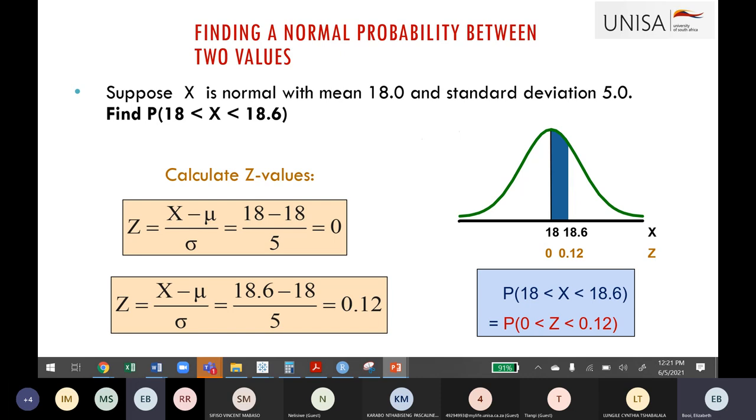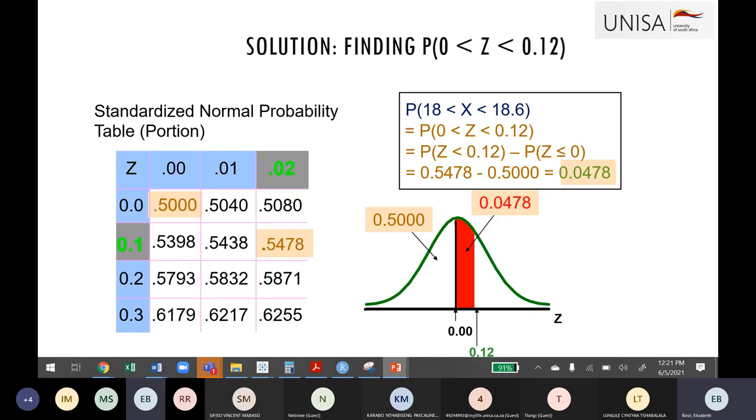We looked at an example where we were given the mean and the standard deviation, and we were told to find the probability that X lies between 18 and 18.6. We first calculated the Z value for 18 and the Z value for 18.6, and we found that the answer for 18 was 0, and the answer for 18.6 was 0.12. And we say the probability of Z less than 0.12, we go find the value on the table, minus the probability of Z less than 0.00 on the table. And that's what we do.